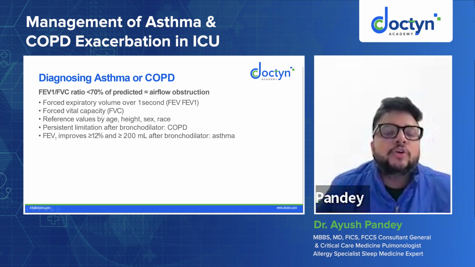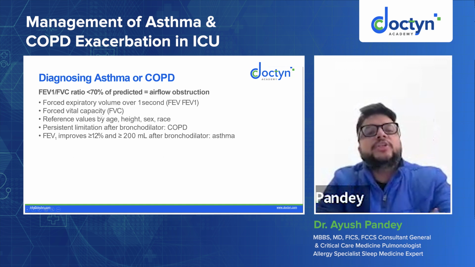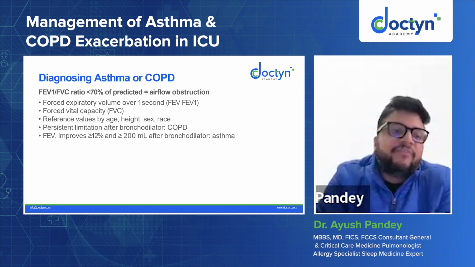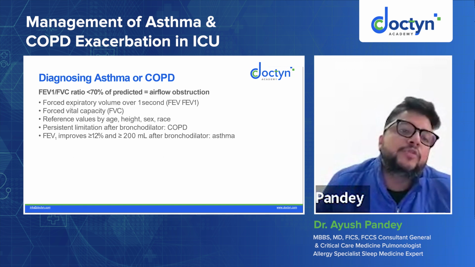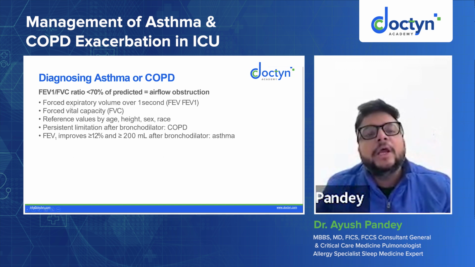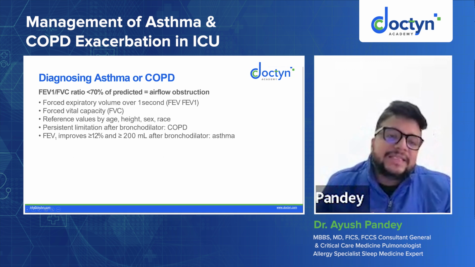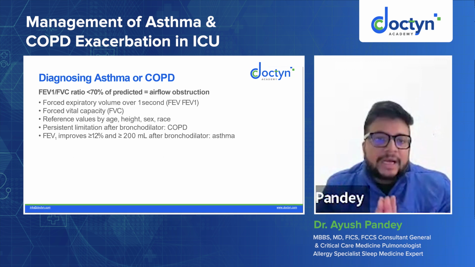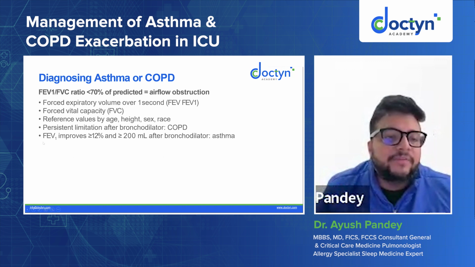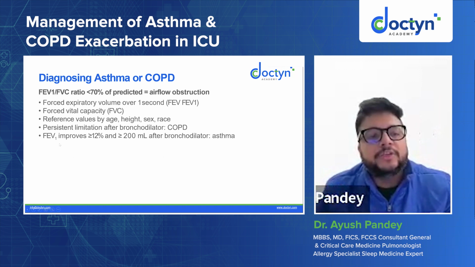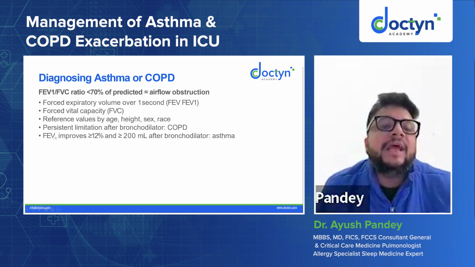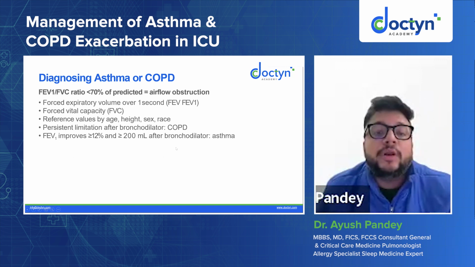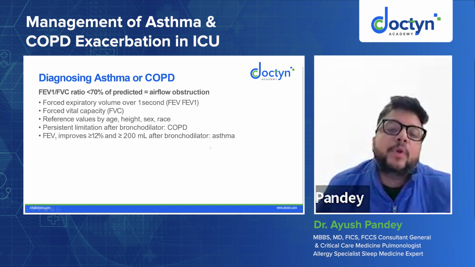or COPD. So the gold standard to diagnose asthma or COPD is calculating the FEV1 by FVC ratio, forced expiratory volume in 1 second divided by forced vital capacity, which you calculate on the spirometry. Less than 70% is the gold standard. And to tell asthma and COPD apart, asthma will show this, which is not there in COPD: improvement of greater than or equal to 12% in FEV1 and greater than or equal to 200 ml after giving a bronchodilator.